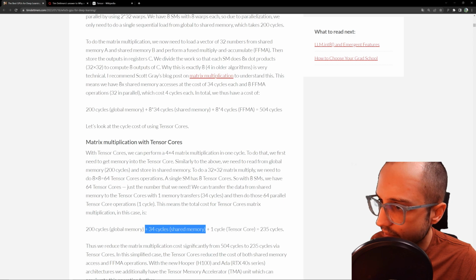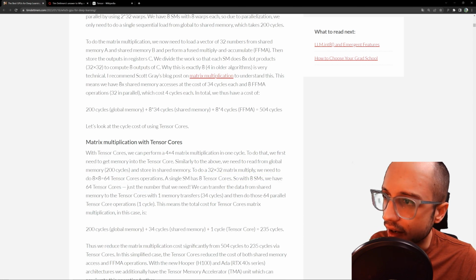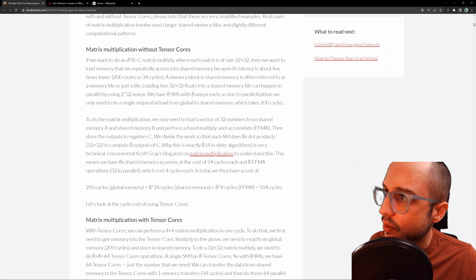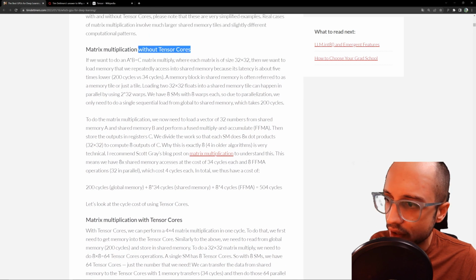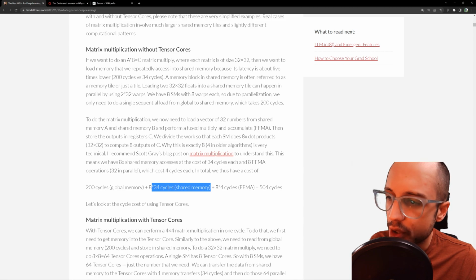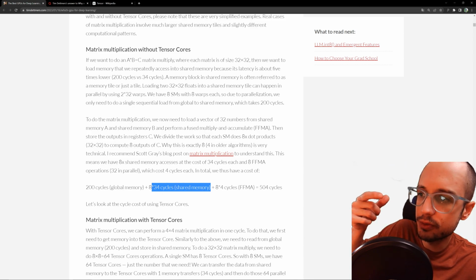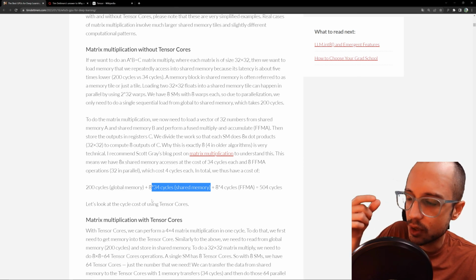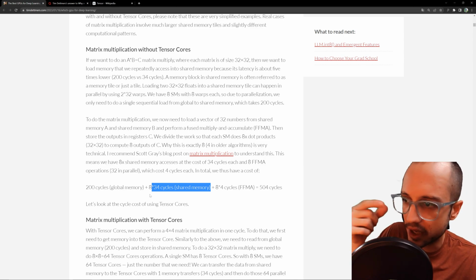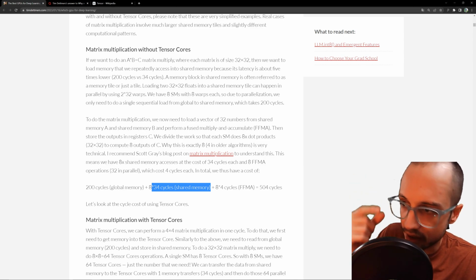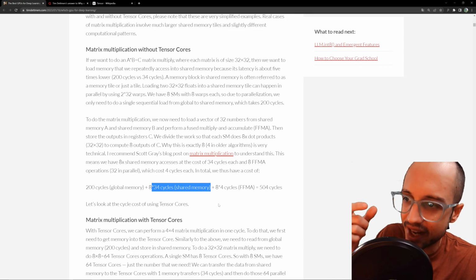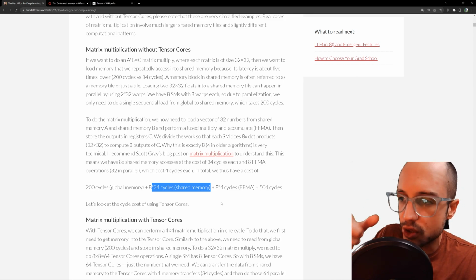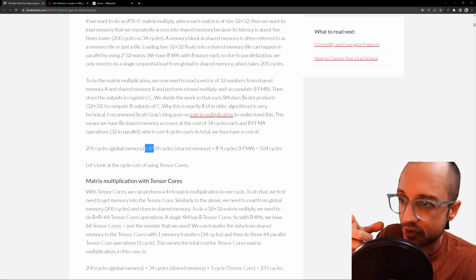And what is the reason for that? Without the tensor cores, you'd have to basically load from the global memory to the L1 8 times, right? Because you have to load it, then perform the matrix multiply, then load another batch, then perform the matrix multiply, then load another batch, then perform the matrix multiply. You're doing that 8 times total because you can only do one at a time. That's where this 8 times comes from.